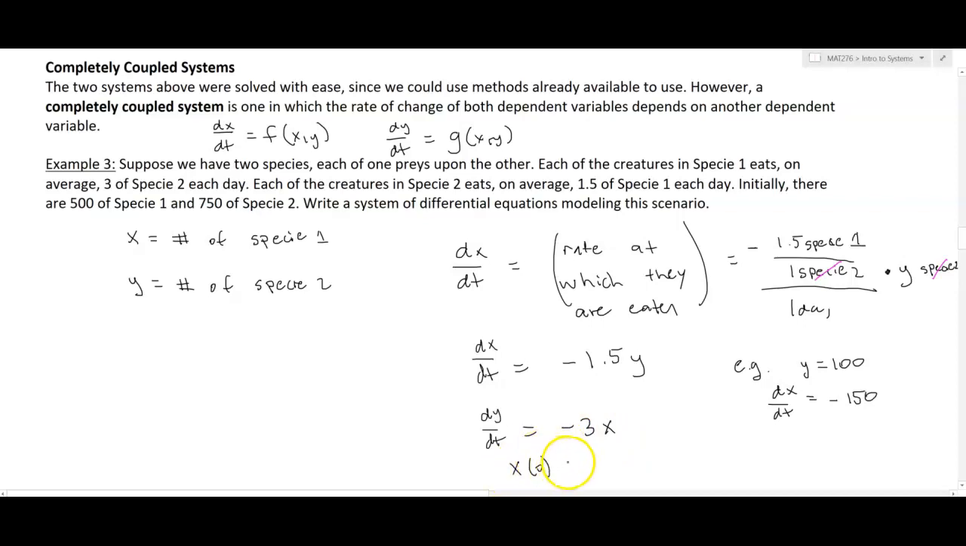So x of 0 is given to us as 500, and y of 0 is given to us as 750. You can see that the reason this is called a completely coupled system is because, in order to calculate the rate of change of x, I need to know the value of y. To solve dy dt, I need to know the value of x. So these are completely coupled because they both rely on each other.